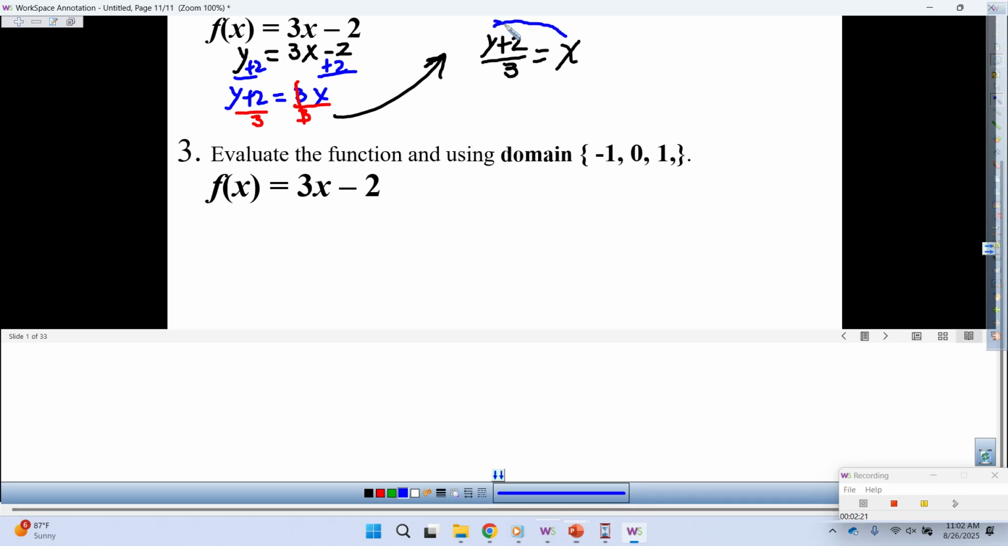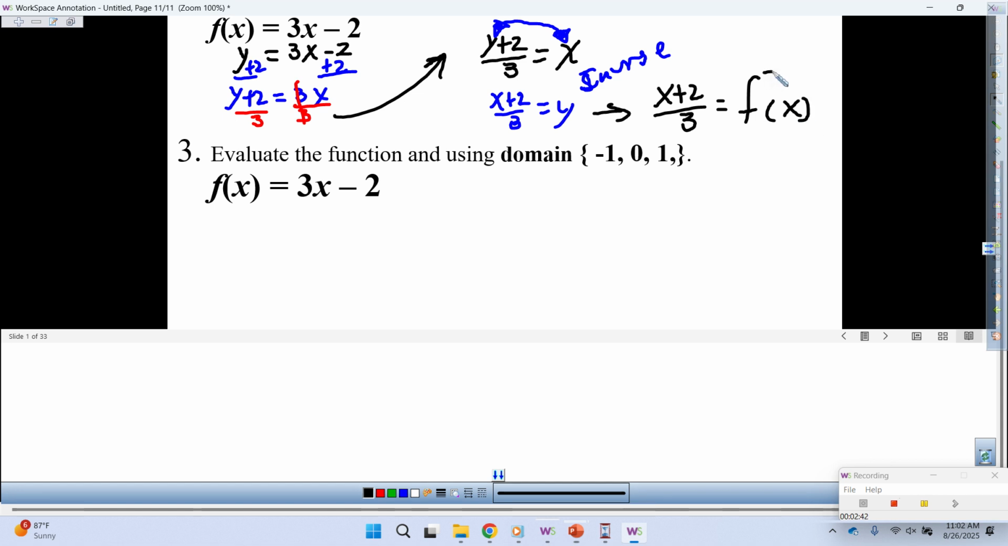Now we have to switch what? The variables. So now we end up with x plus 2 over 3 equals y. This is what we call the inverse. But now we need to rewrite it in function notation. So we write x plus 2 over 3 equals f of x. However, don't forget that little -1 to indicate that now this is what we call the inverse. How we doing? Yes?